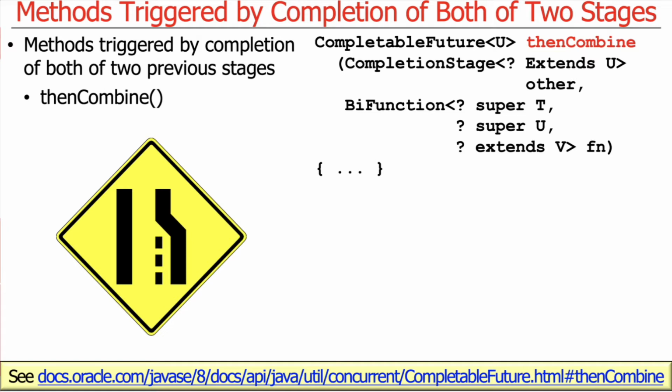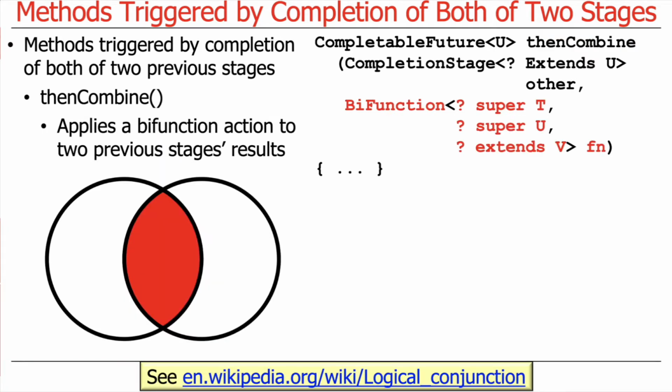And I like to think of this as kind of like merging lanes, right? You have two lanes that come together into one lane. That's kind of the visualization I have in my mind when I think about then combine. Then combine applies a bifunction action to both results from the previous stages when they complete. So you can think of it as logical conjunction. It's the and operator, and it takes a bifunction.